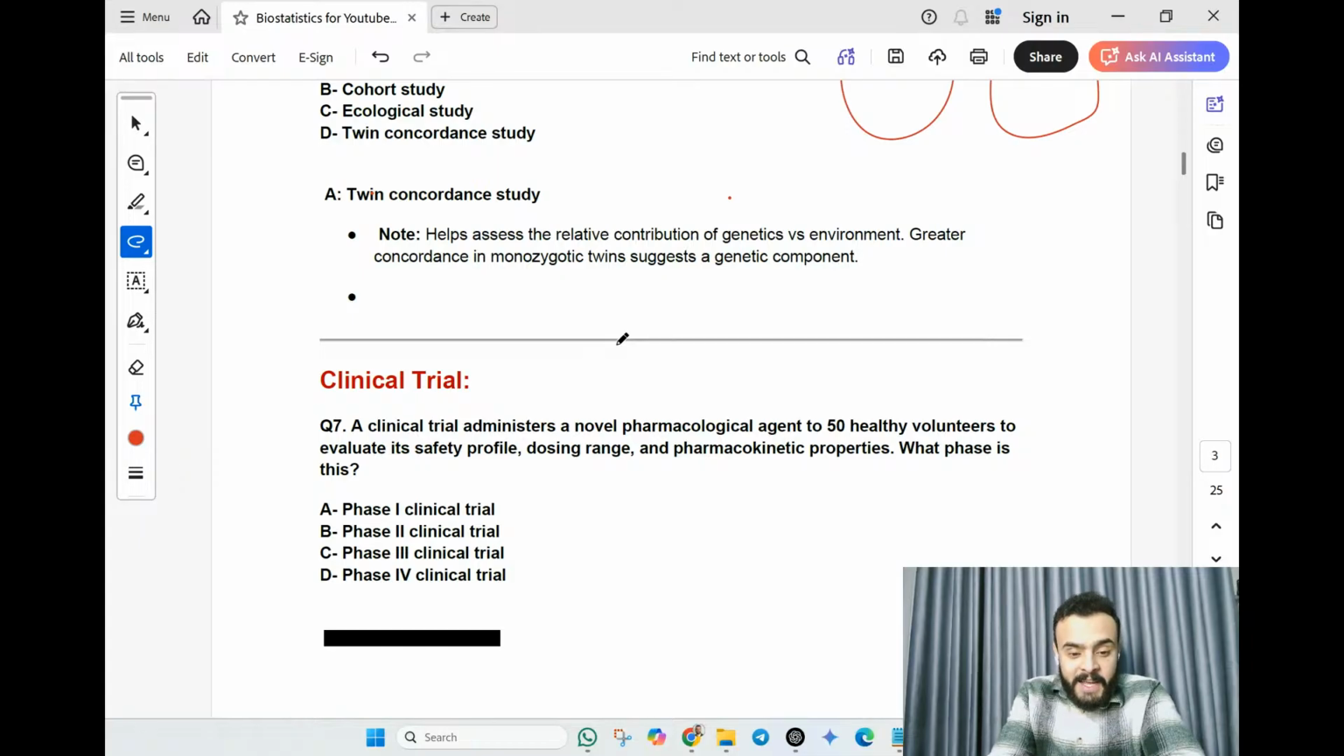A clinical trial administers a novel pharmaceutical agent to 50 healthy volunteers to evaluate its safety profile, dose range, and pharmacokinetic properties. What phase is this? Phases of clinical trials.